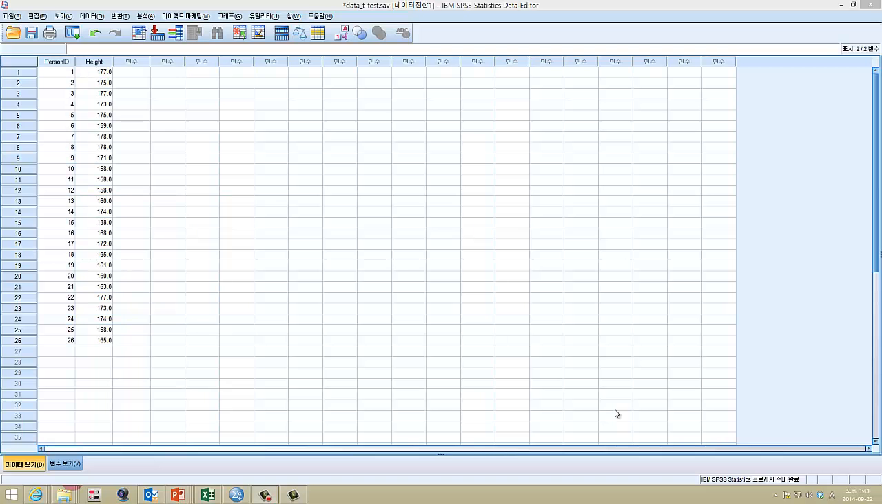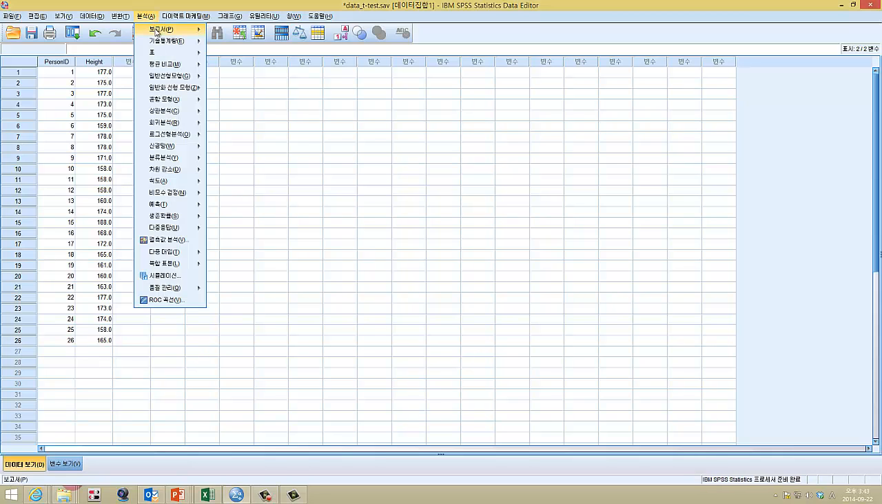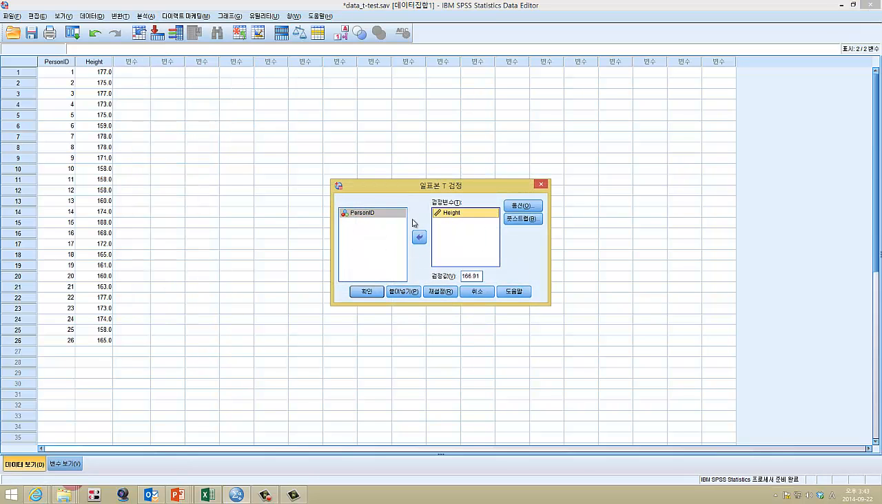And in addition, of course, we can perform the one-sample t-test in SPSS. Let's say we have given the height data of 26 people like this. So 26 people had the height data in such a way, and click analysis, compare means, one-sample t-test, and you put the data to analyze, and here is the value of the mean population.